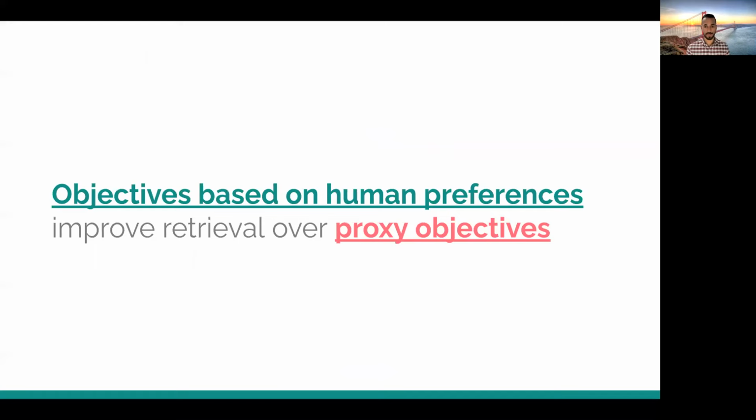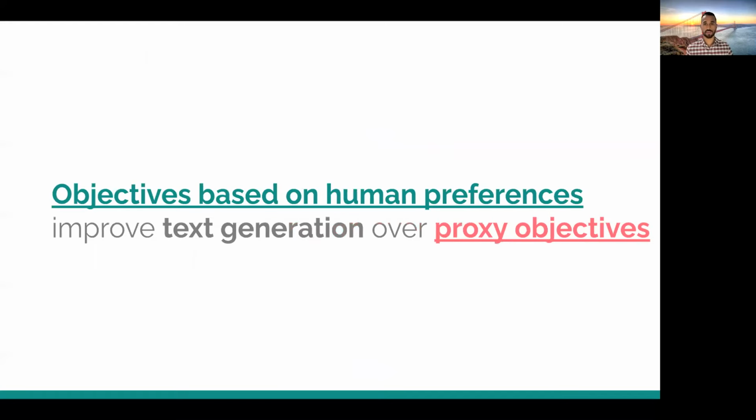So the overall takeaway here is that these objectives based on human preferences improve retrieval over proxy objectives. Then the further question here is, can we also improve text generation? So can we improve not just retrieval systems, but models that are generating text in a freeform way, by using these objectives based on human preferences?